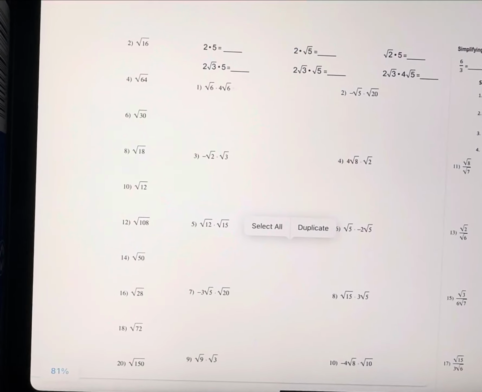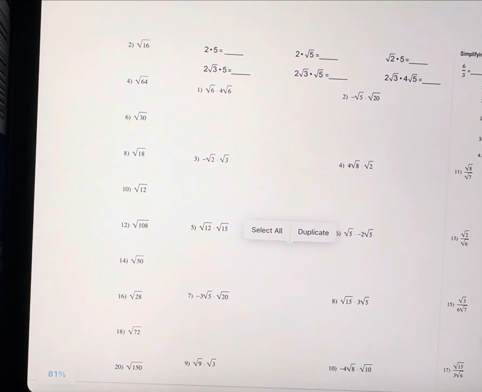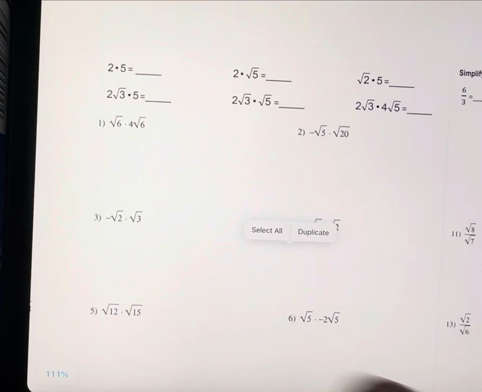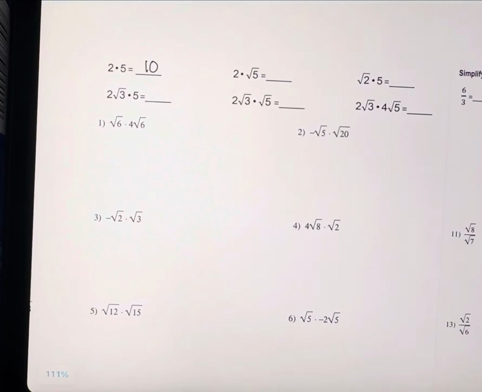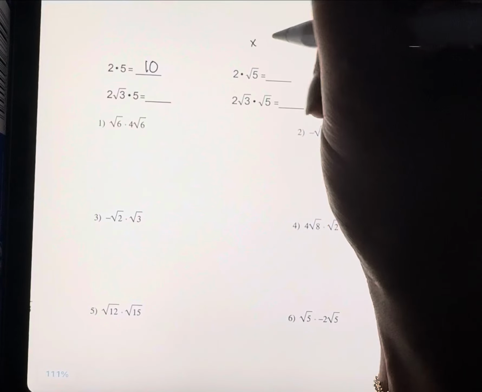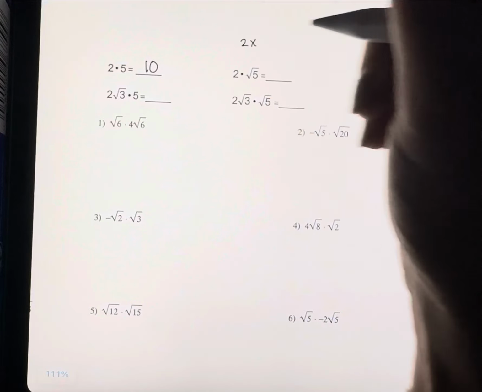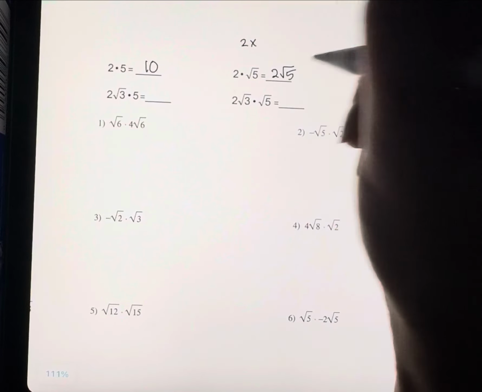Okay, you guys, here we are on the multiplying with radicals page. Here, the beginning has some examples to kind of help us warm up a little. So 2 times 5, that's 10. 2 times rad 5? Well, remember, radicals act like a variable. So if I have 2 times x, that's just 2x. 2 times rad 5, that's just 2 rad 5.